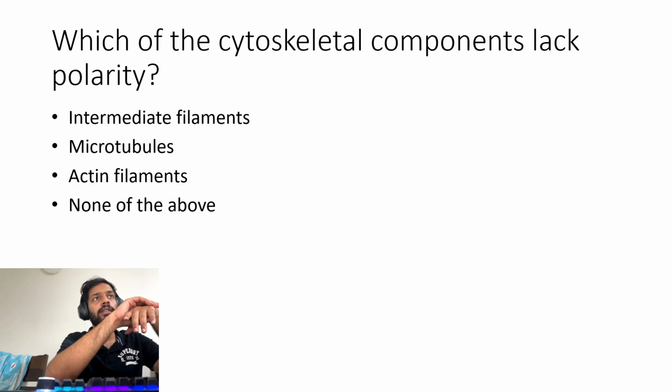Okay, which of the cytoskeletal components lacks polarity? Intermediate filaments, microtubules, actin filaments, none of the above. What do you guys think? Which cytoskeletal component lacks polarity? So we know microtubules have polarity. Do actin filaments have polarity?